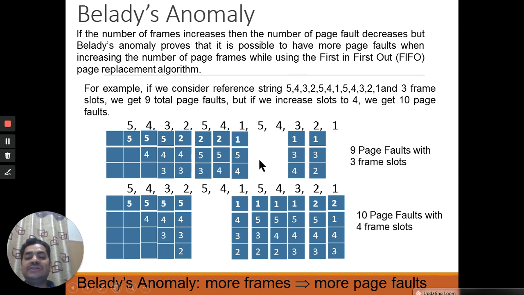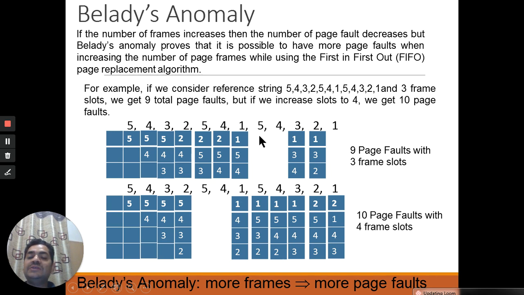For example, this is a string: 5 4 3 2, 5 4 1, 5 4 3 2 1. With the help of 3 frames, initially frames are empty, 5 is allocated, 4 is allocated, 3 is allocated. 2 is not in the memory, so replace with 5. 5 is not in the memory, replace with 4. 4 is not in the memory, replace with 3. 1 is not in the memory, replace with 2.